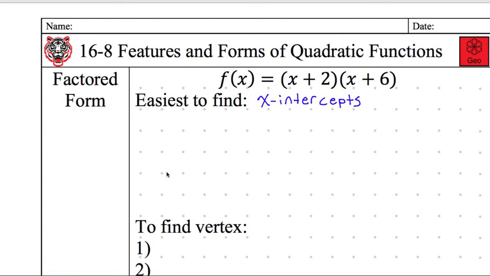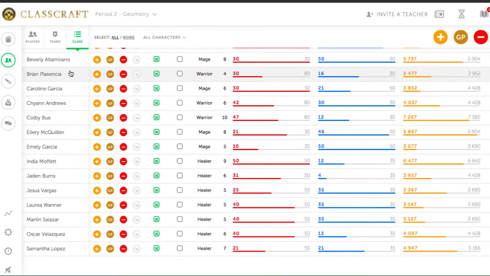All right, so we're going to have two homework assignments tonight. One of the homework assignments is just saying, what is it easiest to find? Well, if you ever see a form that looks like this, where it has two sets of parentheses, the easiest thing to find is x-intercept. How do I do that? Beverly. Yes, I set x plus 2 equals 0 and x plus 6 equals 0.